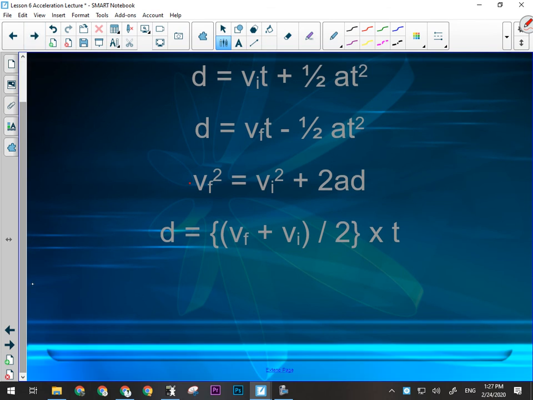And then our last formula here calculates again displacement by taking VF, adding it to VI, and dividing by 2. What does that sound like calculating? An average, right.